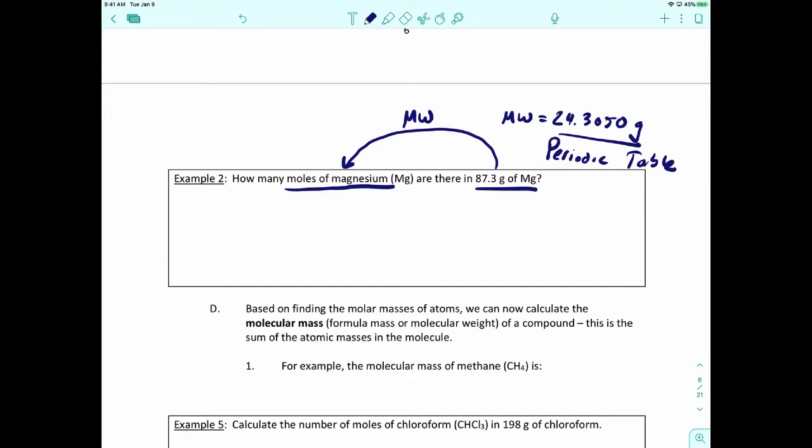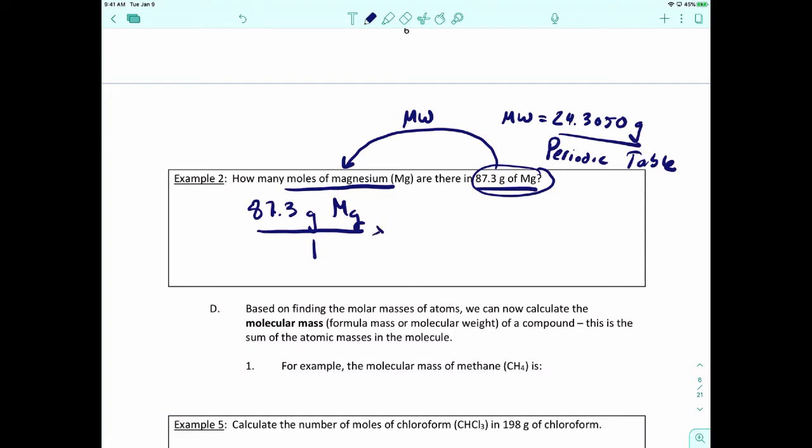Okay, to do this calculation, we're going to use something called dimensional analysis, where we write things as fractions. The first fraction I'm going to write, we're going to start with what we know. On top, I'm going to write 87.3 grams of magnesium as the numerator, and this is going to be over 1. I'm putting 1 as a denominator mainly because I want to keep everything neat and tidy and make sure that I understand that this is a numerator that I'm dealing with.